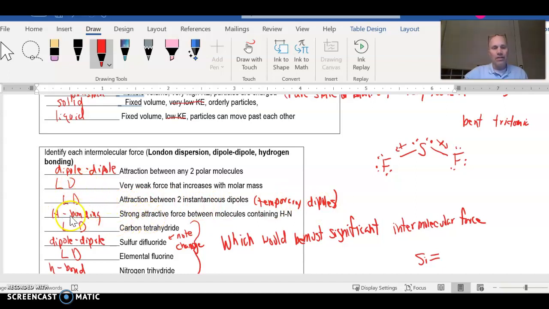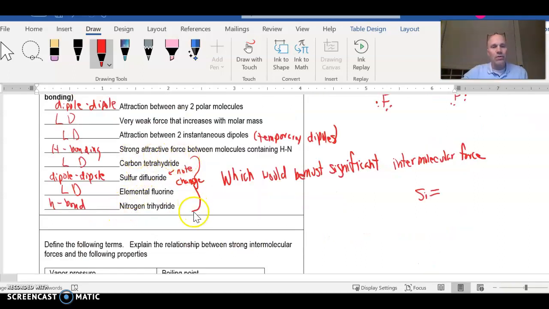And then there's this special type of dipole-dipole interaction, which involves molecules that contain hydrogens connected to either nitrogen, oxygen, or fluorine. All right, and that's hydrogen bonding. Again, I recommend going back to my notes on this particular topic. I go into it in more detail there. But these would be the key elements of that.